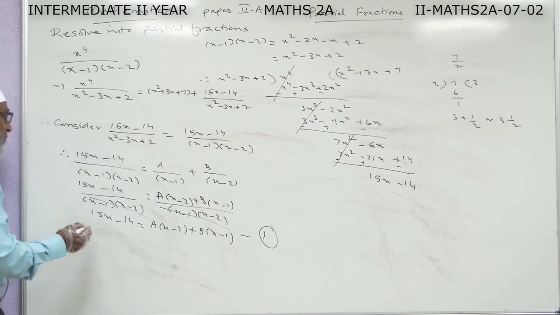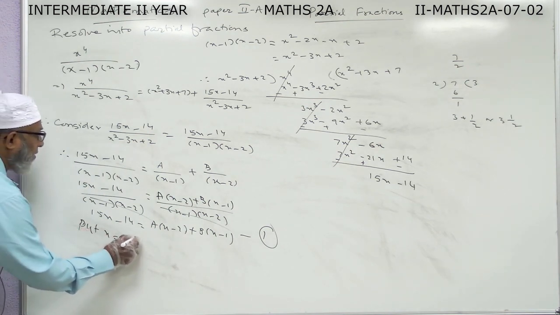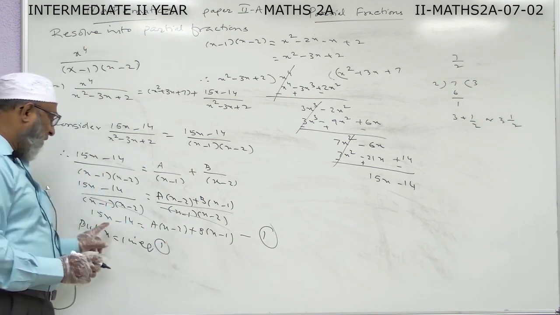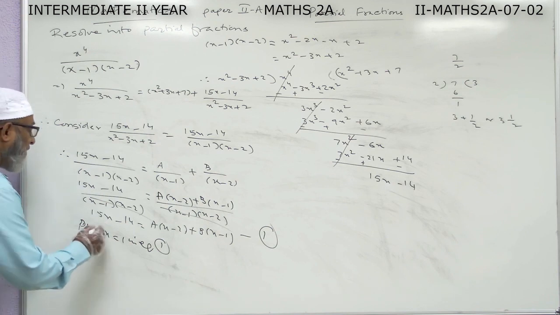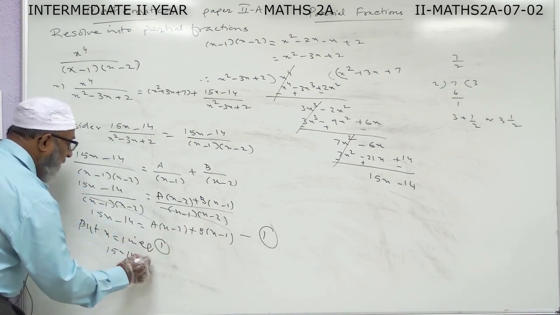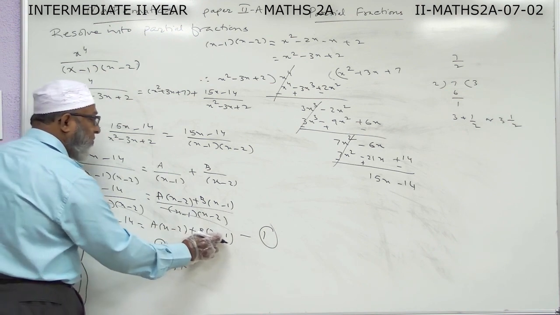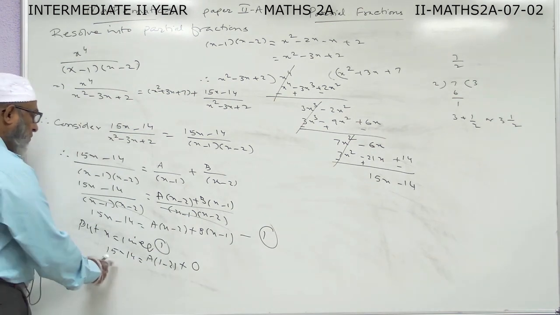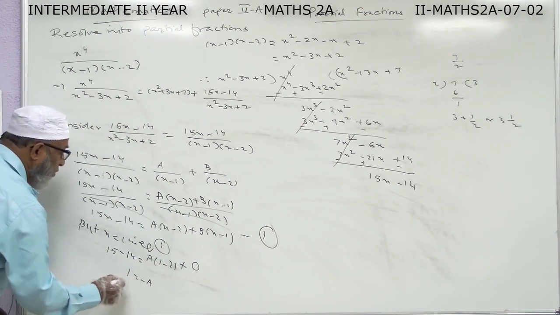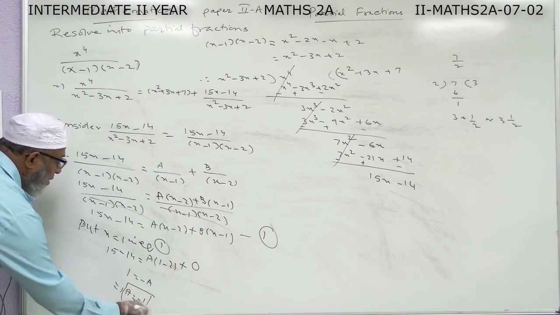So for that, what am I doing? Put x equal to 1 in equation 1. If I substitute x equal to 1 here, what happens? 15 into 1 is 15, and 15 minus 14 is equal to 1. This equals a into (1 minus 2) plus b into (1 minus 1), and 1 minus 1 is equal to 0. So 15 minus 14 is equal to 1, and 1 minus 2 is equal to minus 1, so it is minus a. So it means that I am getting the value of a equal to minus 1.